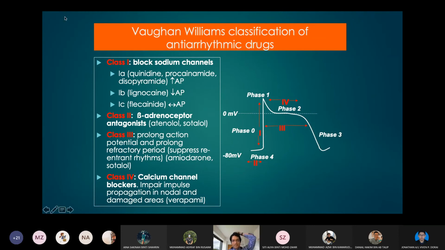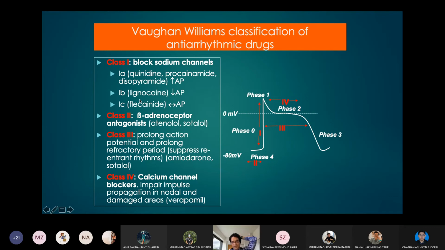Okay, so class 1 drugs have 3 classifications. Lidocaine is a local anesthetic drug. I don't know if you have studied that in CNS or not. Flecainide, quinidine, procainamide, and disopyramide. There is no reason at this moment to go through all these drugs individually.